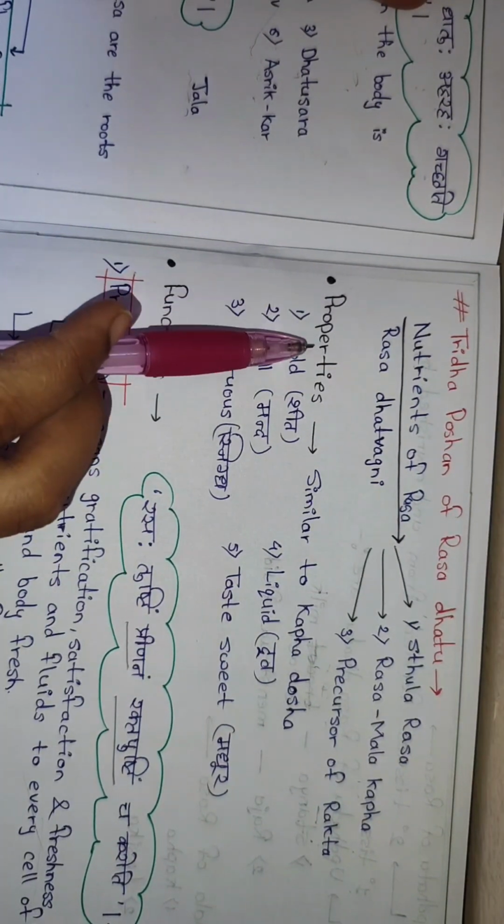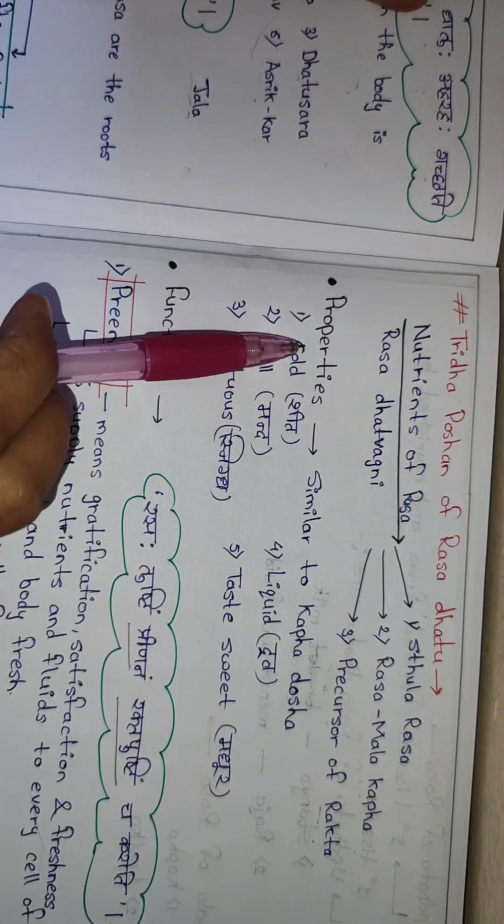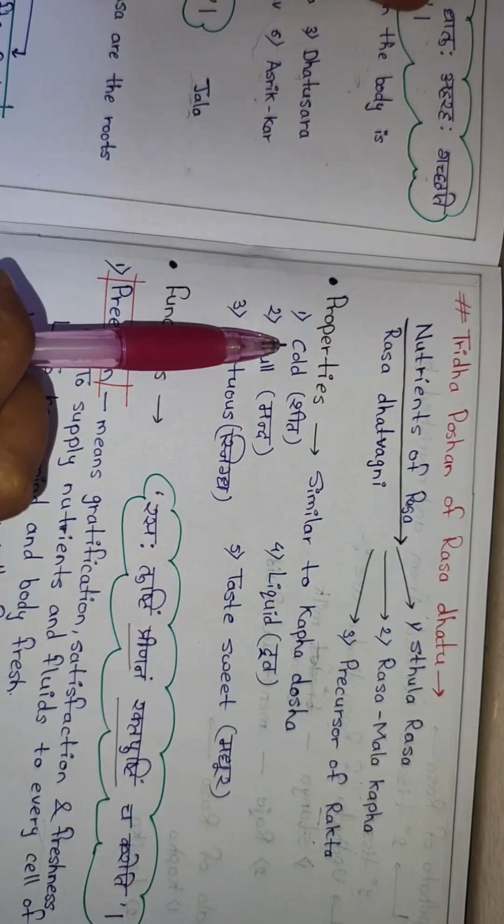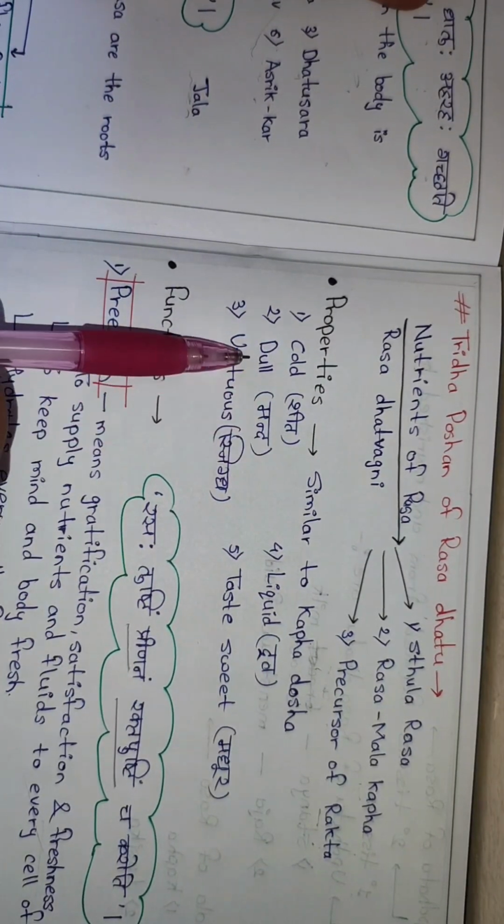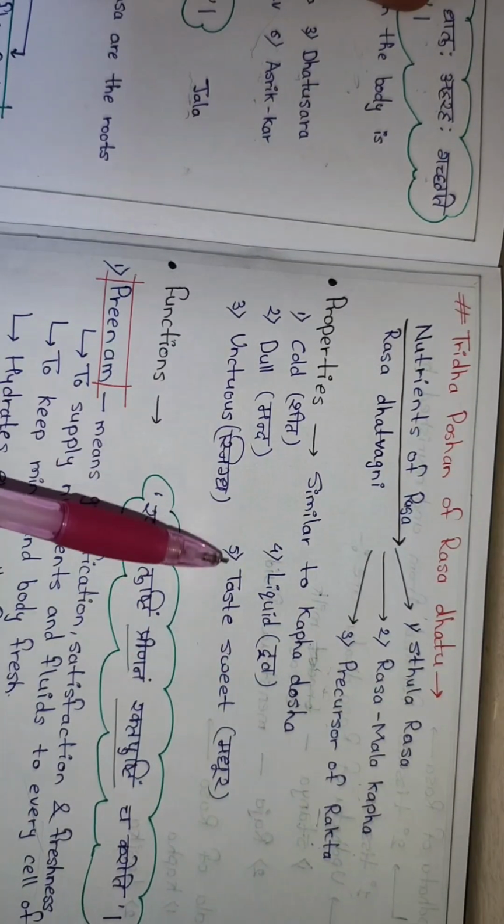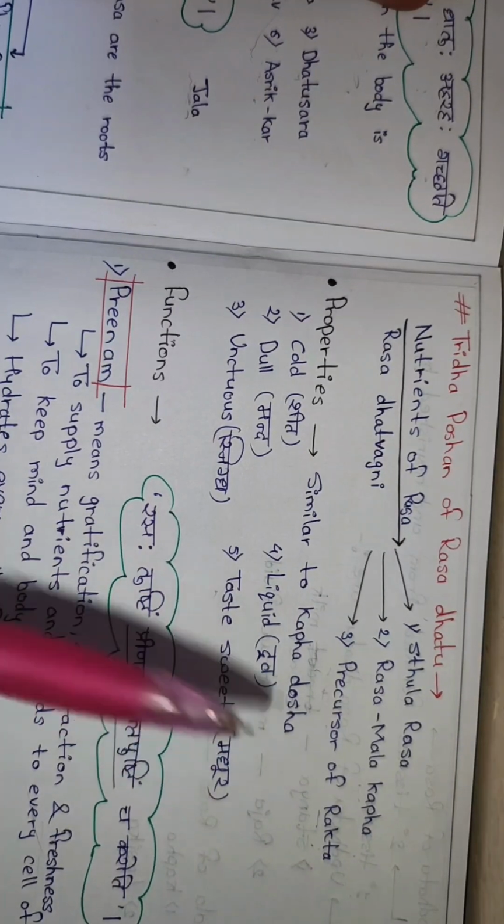Then important point is the properties. So properties of rasa dhatu are similar to that of the kapha dosha. They are cold, it means sheeta, dull, manda, unctuous, snigdha, liquid, drava. And taste of rasa dhatu is also similar to kapha dosha, that is sweet, madhur.